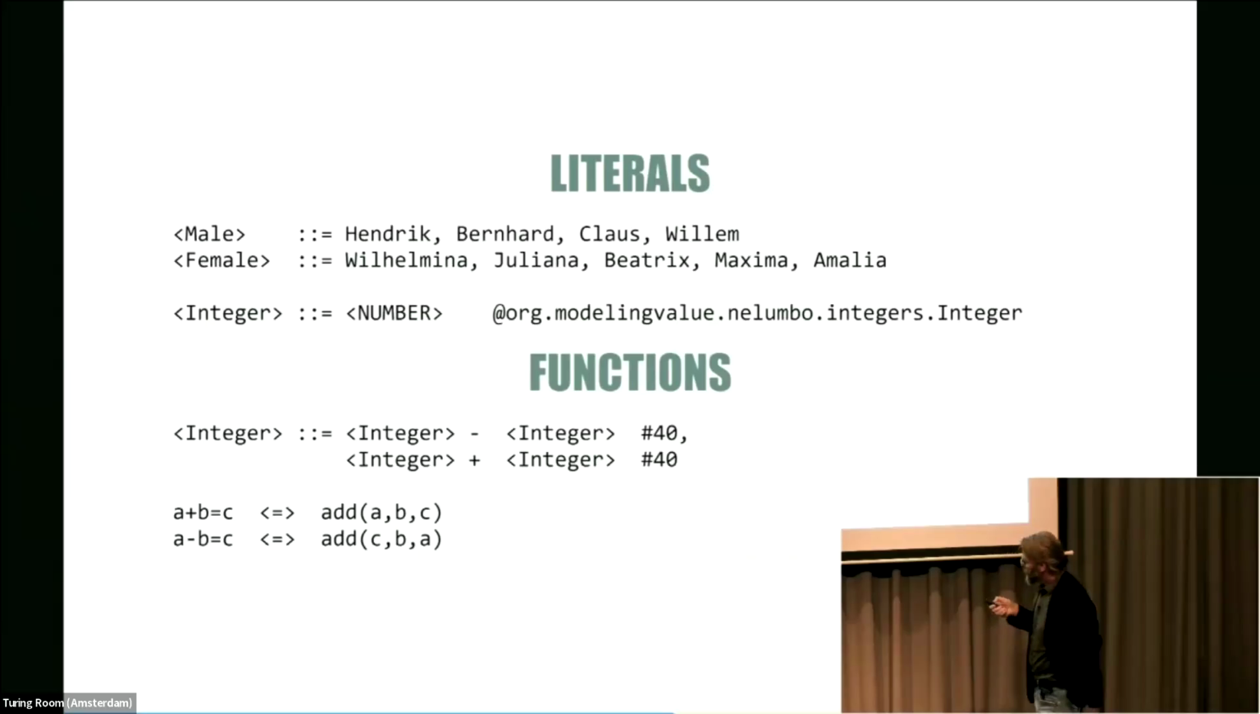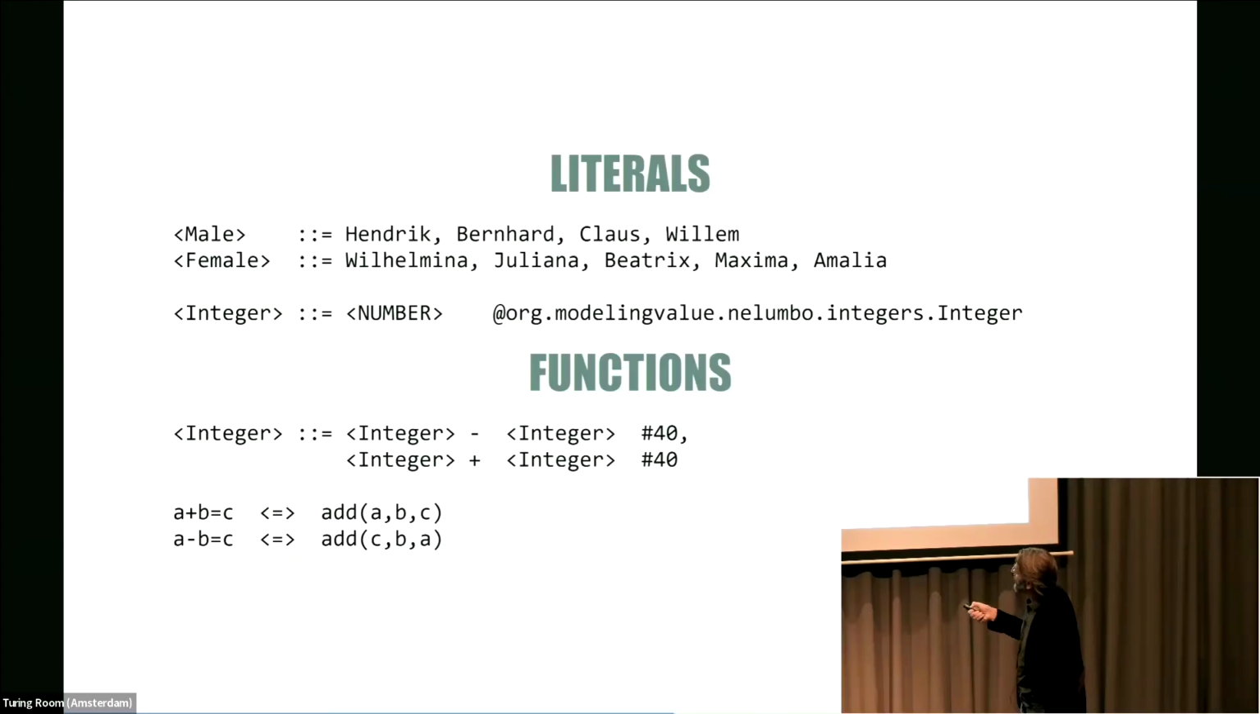Literals. So just some things. You can define literals directly, which are just constructs in your language, like males: Hendrik, Bernard, Klaus, Willem. Females: Wilhelmina, Juliana, Beatrix. And we already see a number, which is implemented in, again, a native class integer over here. You can create functions.